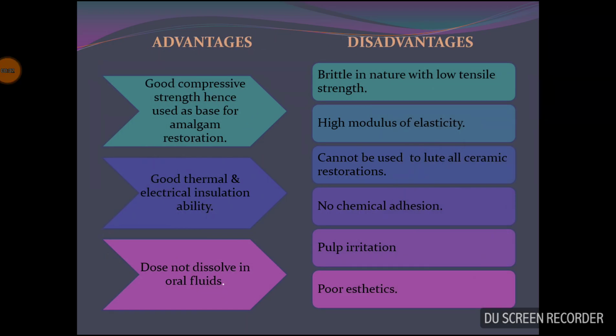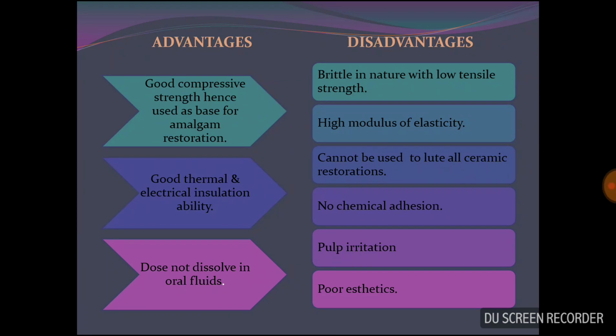Advantages and disadvantages. Zinc phosphate cement has high compressive strength, hence it is used as a base under amalgam restorations, since it can withstand the condensation forces during its placement. It is a good thermal insulator. The cement has relatively low solubility compared to glass ionomer cement and zinc oxide eugenol cement, and it does not dissolve in oral fluids. Disadvantages.